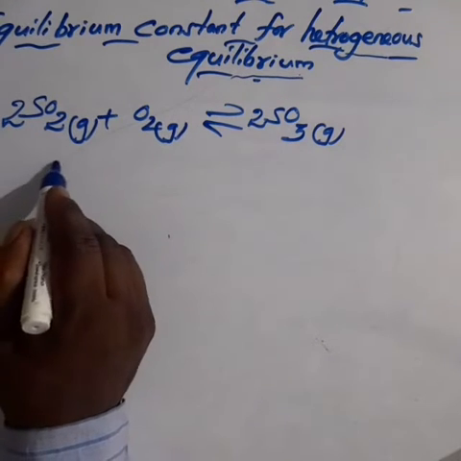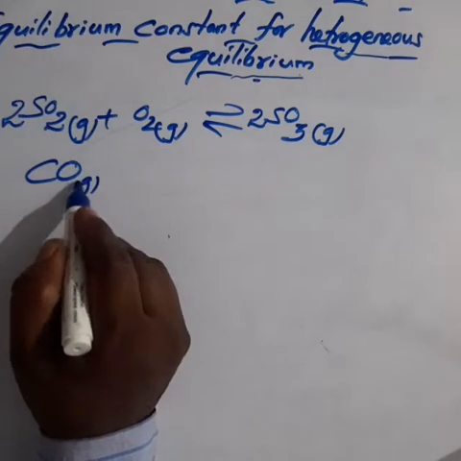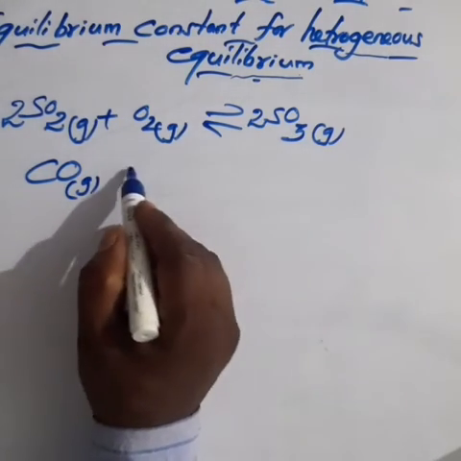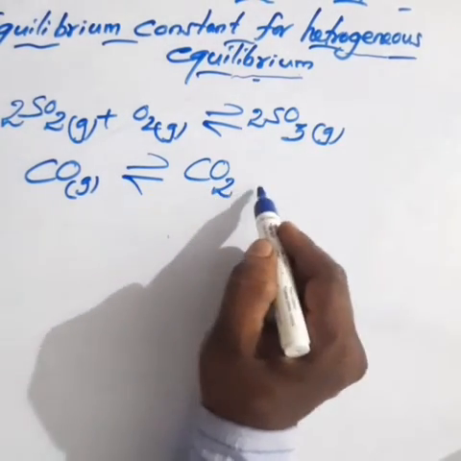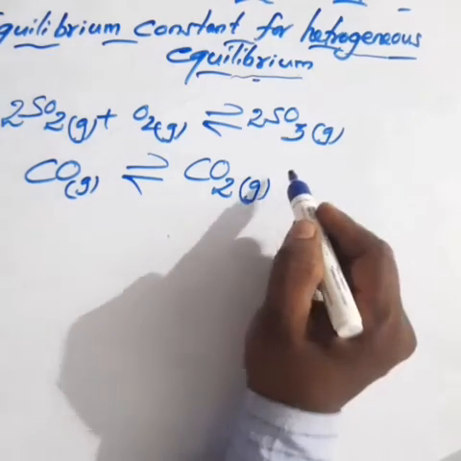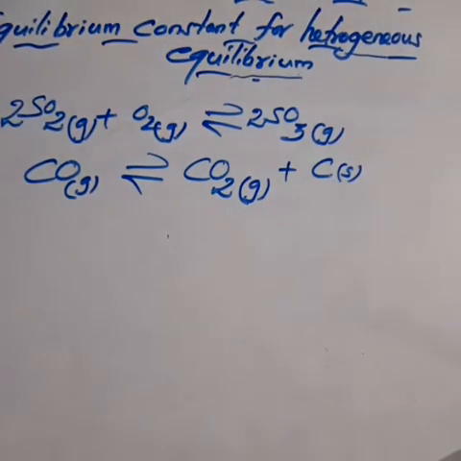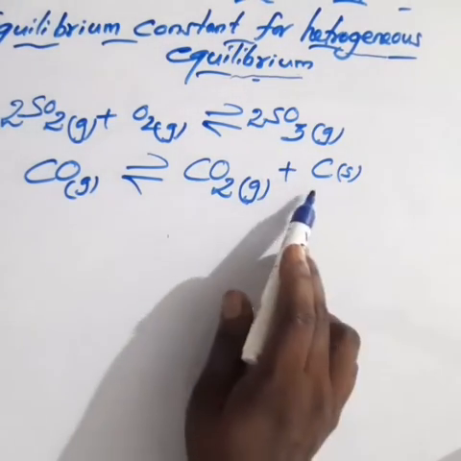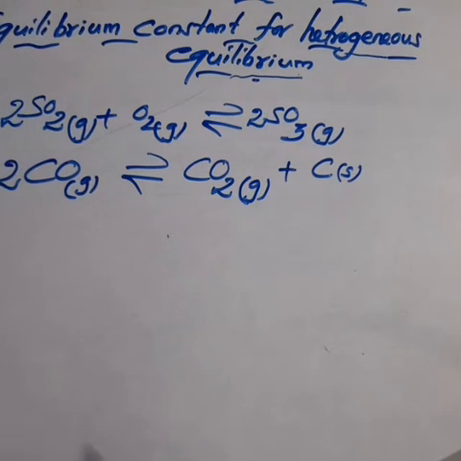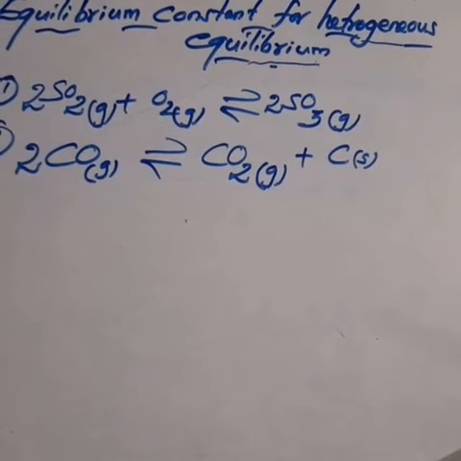Second reaction: carbon monoxide, formula CO gas. Both forward and backward reaction, we get carbon dioxide CO2 gas plus carbon in solid state. How can you balance the equation? In this equation, 2 carbon is on the product side, so make it 2 on the reactant side also. Now the equation is balanced.